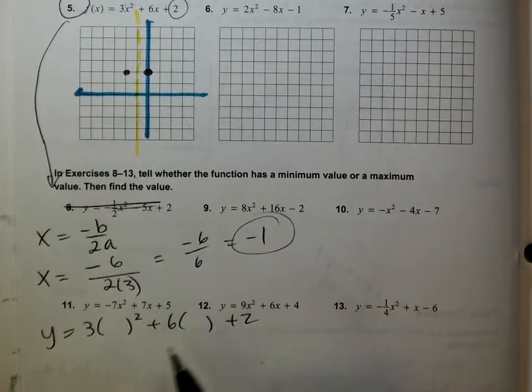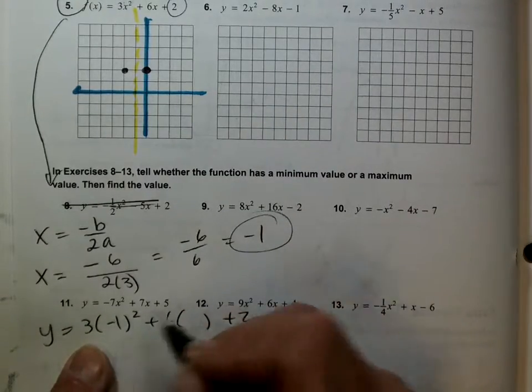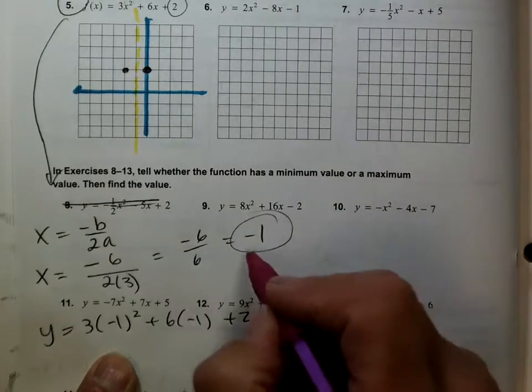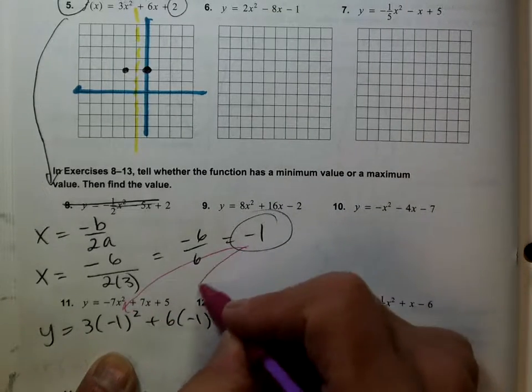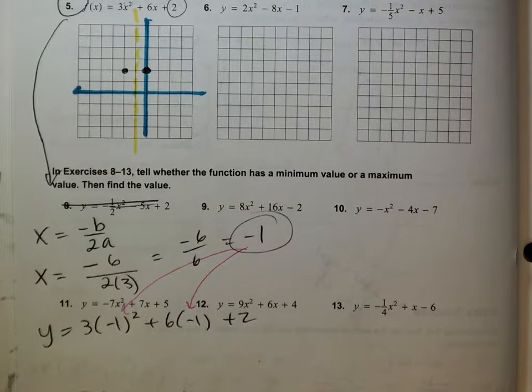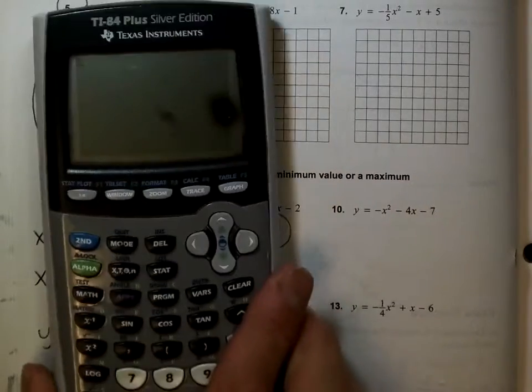I'm going to plug it in. So I'm going to plug my negative 1 in for x. My negative 1 goes in for the x value. And again, I could do it by hand, but shoot, I'll just use a calculator because I tend to make mistakes, don't I? Right, Tim? So I'm not going to make a mistake. I'm going to let my calculator do the work for me.